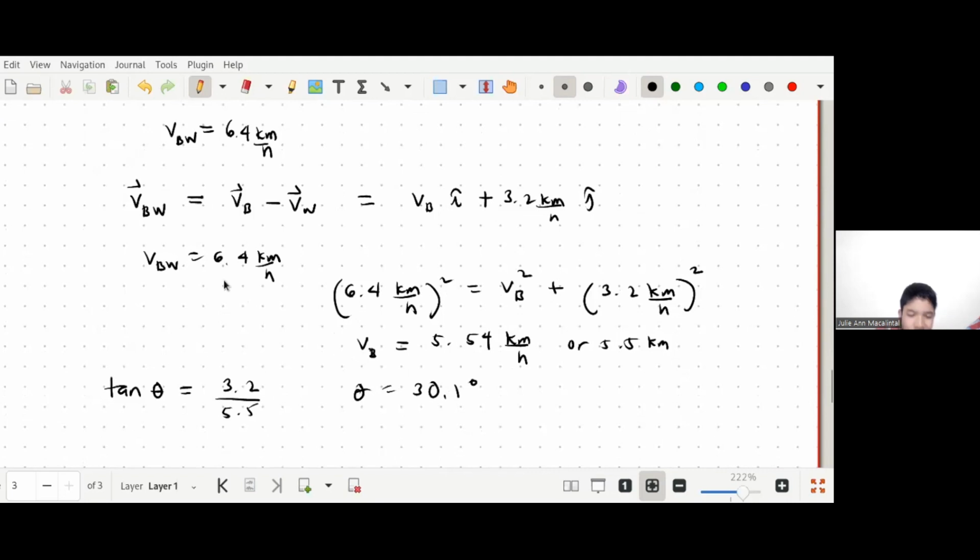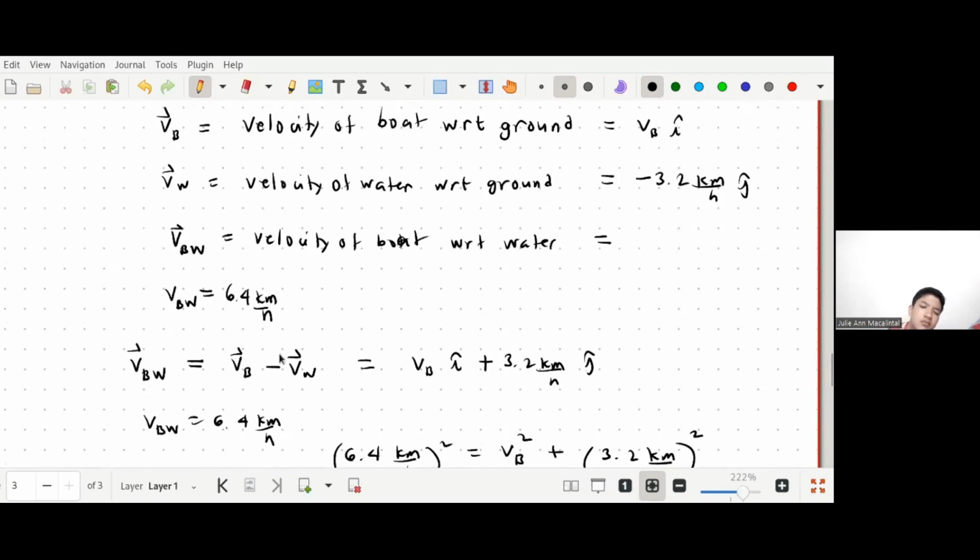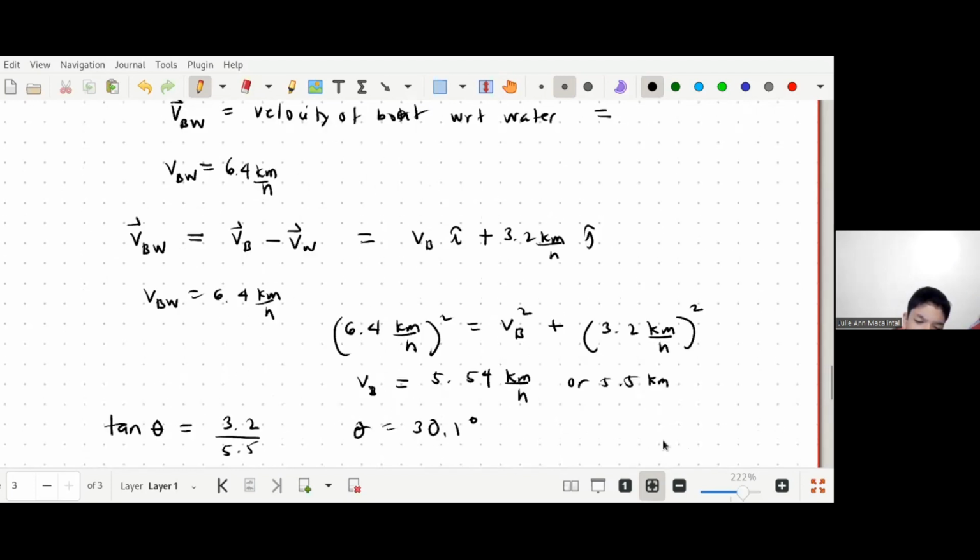So itong part na to, at least yung okay pa hanggang dito, yung velocity of the boat with respect to the water is this. So the speed of the boat with respect to the water is 6.4. Ngayon, kanina may sign error ako kasi V sub B minus V sub W, di ba? So this minus this dapat may plus. Pero tama yung makukuha natin na speed, 5.5 kilometers per hour.